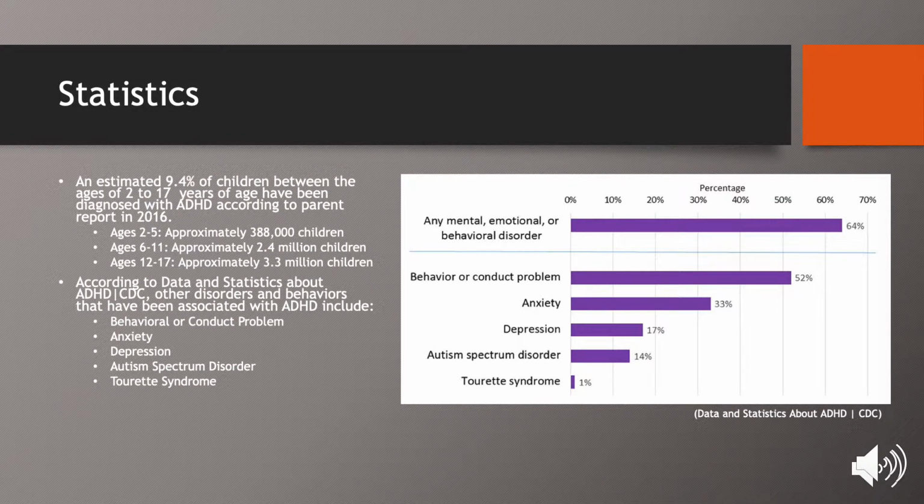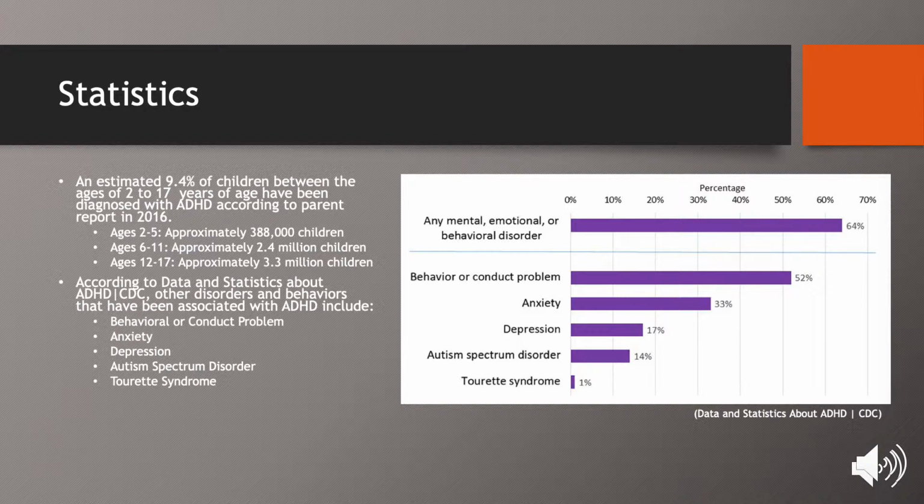Looking further into statistics, an estimated 9.4% of children between the ages of 2 to 17 years of age have been diagnosed with ADHD according to Parent Report in 2016. So between the ages of 2 to 5 years old, approximately 388,000 children have ADHD. Between the ages of 6 to 11 years old, approximately 2.4 million children have ADHD. And between the ages of 12 to 17 years old, approximately 3.3 million children have ADHD.